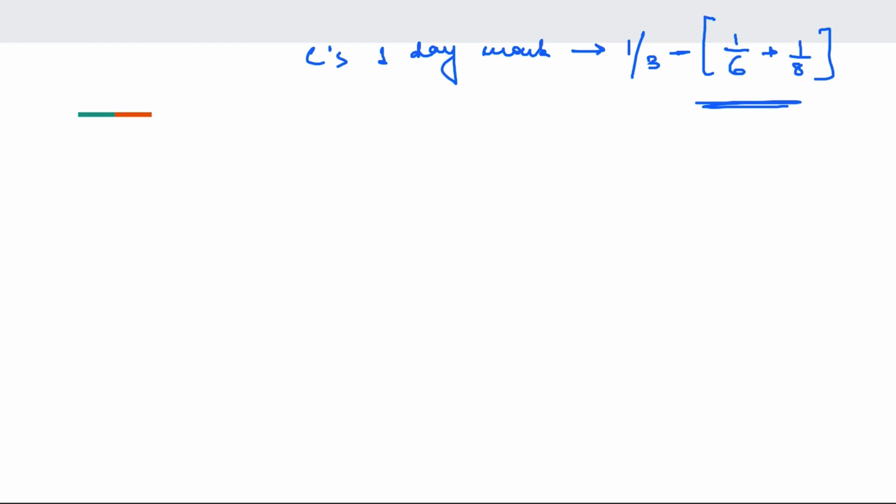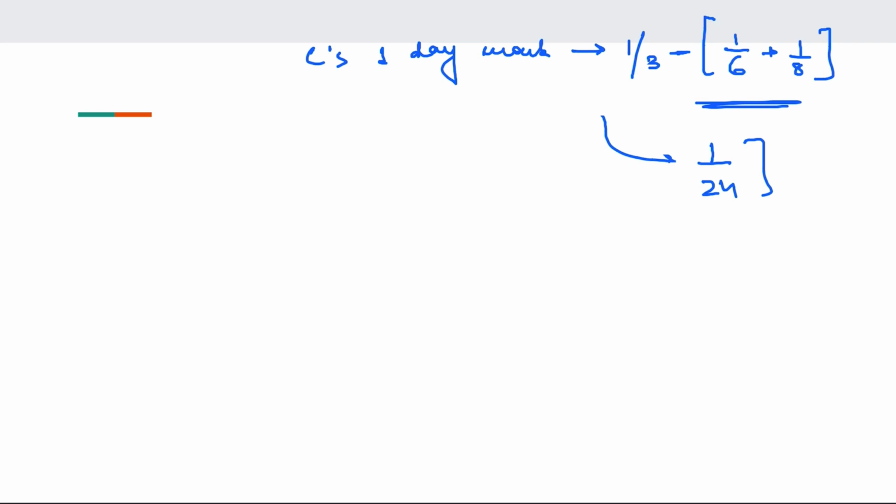If I want to find the work which is done by C in 1 day and only C, then I have to subtract the total work which was done in 1 day with the total work which is done in one day by A and B, which is this. And now if I am solving it, it will be 1 by 24. Simple. As simple as that, 1 by 24.